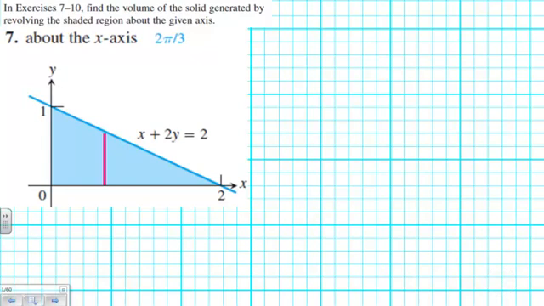Okay. So in problem number 7, we're going to rotate this blue region around the x-axis, which means that we end up getting a solid that is a cone, exactly. All right. Now, what's that line that is cyan in color? It is a representation for that arbitrary x that we've been talking about.